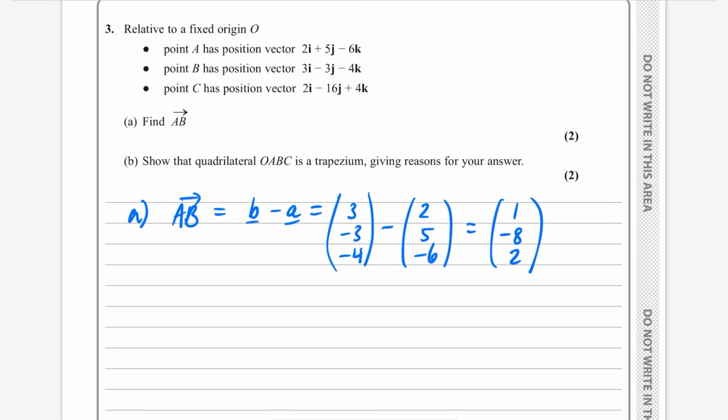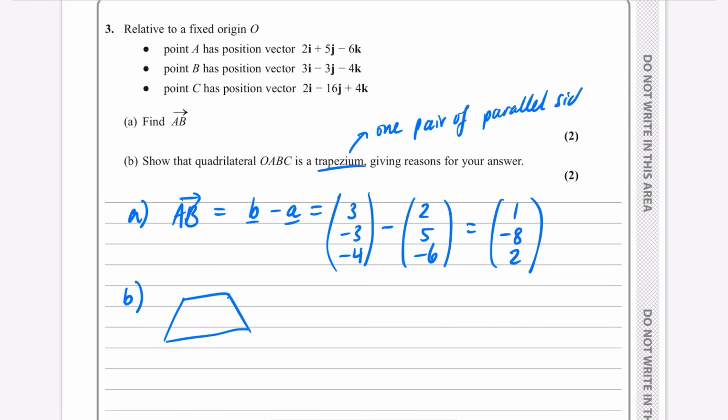The next part says, show that the quadrilateral OABC is a trapezium, giving reasons for your answer. So a trapezium is something that looks like this, and they've said that it's OABC. Now we don't know which sides are going to be the parallel sides. A trapezium has 1 pair of parallel sides. But I'm guessing, because they've asked us to find AB, that AB is going to be parallel to the other side. So the way you label it, it goes OABC. That means you start with the origin, A, B, C. It goes around in a clockwise or anti-clockwise direction.